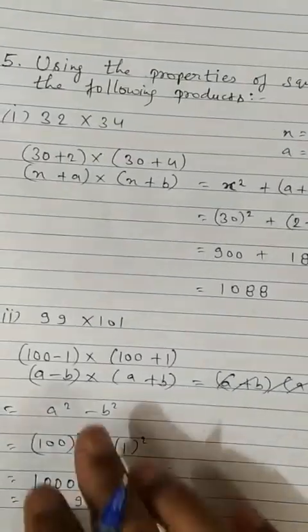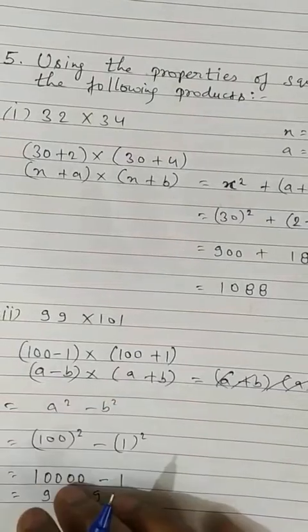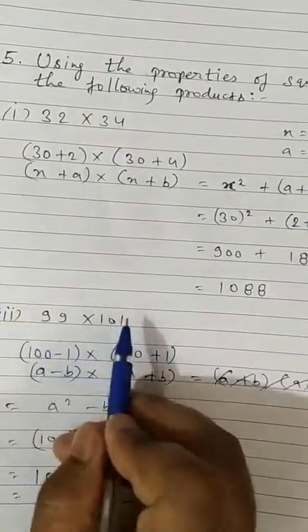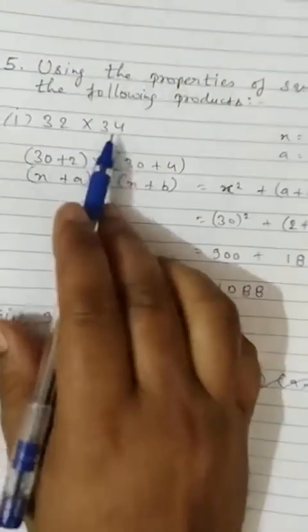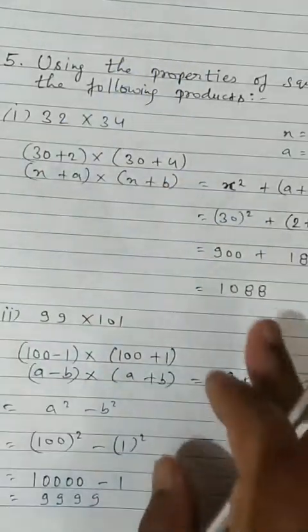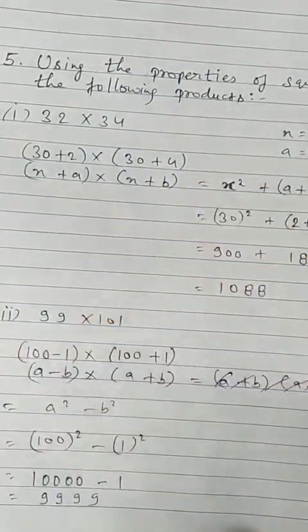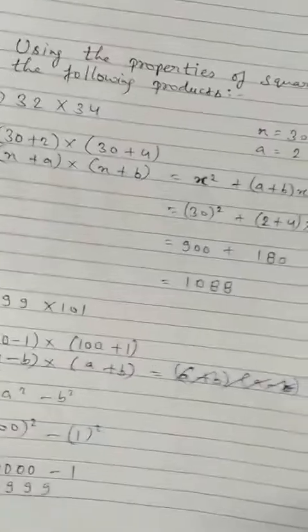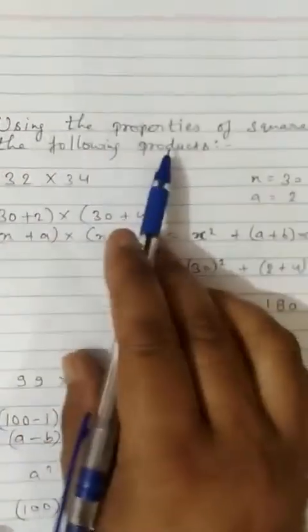So students, you cannot do this question by just multiplying these numbers. If you just multiply these numbers and get the correct answer, you will not get the marks, because in the question it is written: using the properties of squares.